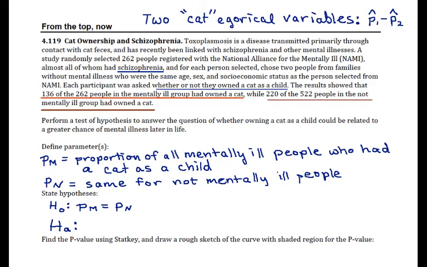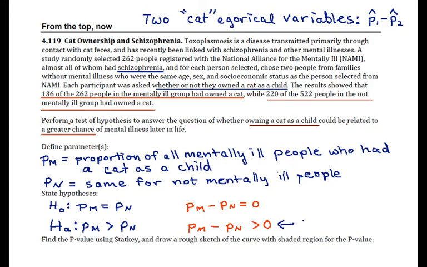All right, we are asked the question, perform a test of hypothesis to answer the question of whether owning a cat as a child could be related to a greater chance of mental illness later in life. So this is really saying that the proportion of mentally ill people who had a cat would be higher than the proportion of not mentally ill people who had a cat. And if I want to write these as something that resembles a little bit more closely the statistic in the randomization distribution, this first one would be PM minus PN equals 0, and the alternative hypothesis would be PM minus PN is greater than 0. So as long as M is my first group and N is my second group, then I am looking at a right tail test.